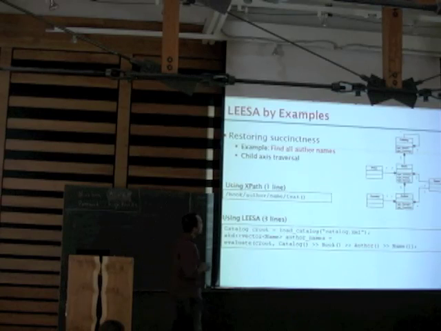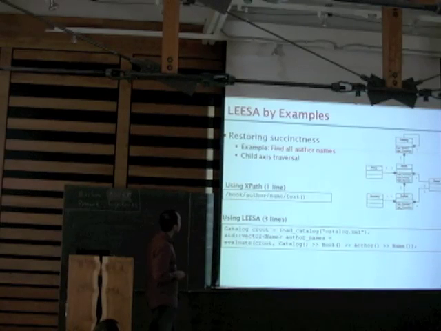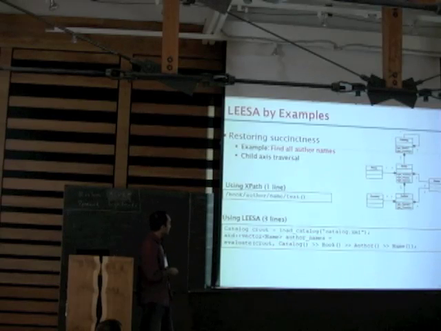Okay, so here's one example. The first example: XPath, find all author names. This is how the XPath looks, and this is how the LISA expression looks. You load a catalog, which is basically the function generated by a data binding tool. You get the root, and all you do is evaluate that in context, and this is your query expression. Now see the similarity between XPath and that. All you write is catalog, rightshift book, rightshift author, rightshift name.